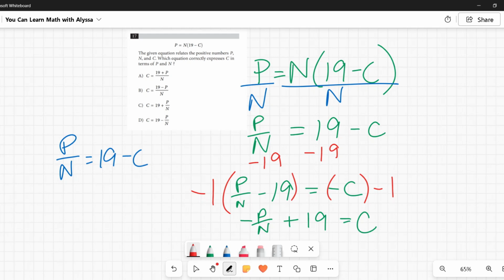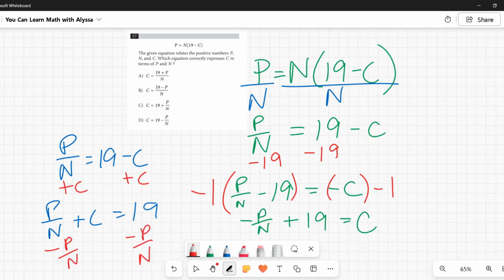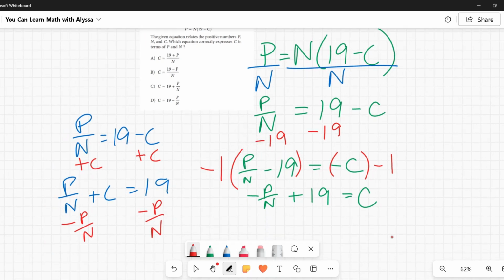All right, so on the left we have p over n equals 19 minus c. In this version, I'm going to make c positive by adding c to both sides, which I can do. And then I have p over n plus c equals 19. And now I need to get rid of that positive p over n. So I'm going to subtract p over n from both sides. And I end up with c is equal to negative p over n plus 19. And looky there, I've got the same thing both ways.